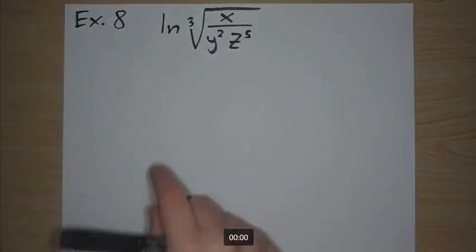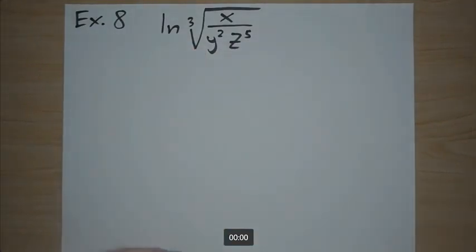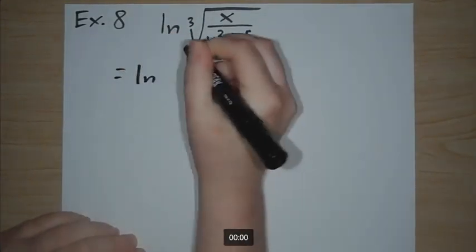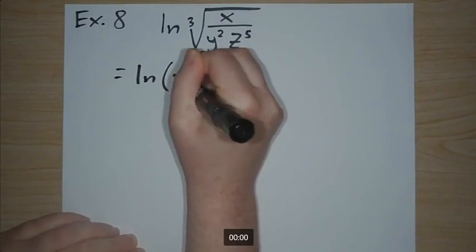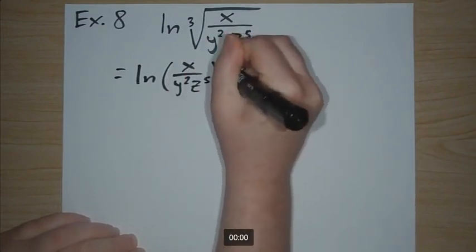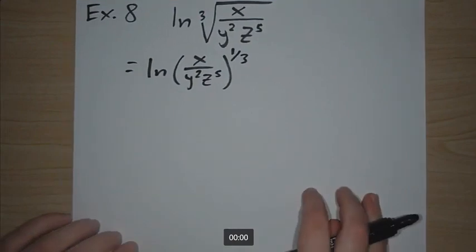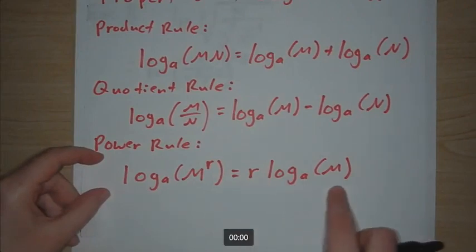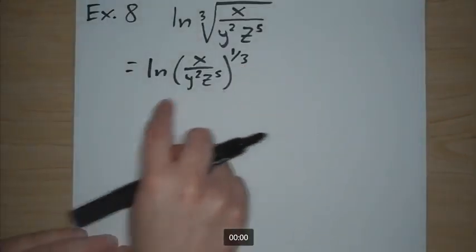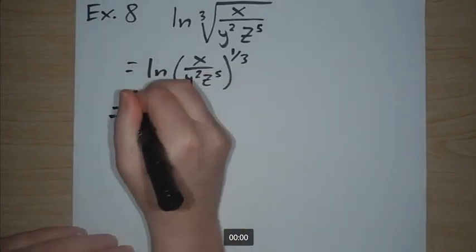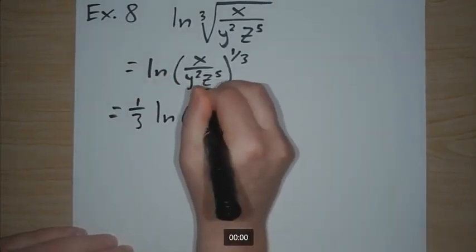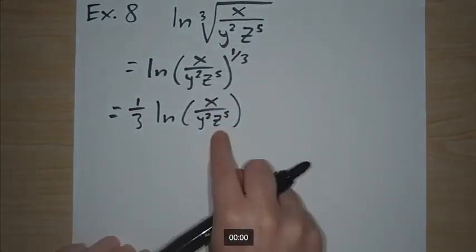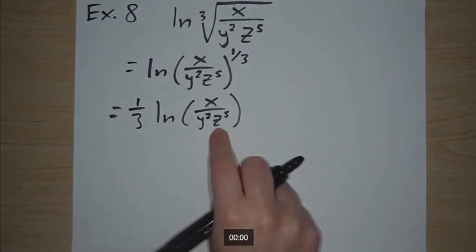So, first off, we're going to rewrite this radical into an exponent so that we can use the power rule. So this is the same thing as ln of x over y squared z to the fifth, to the 1/3. And using this power rule, where we can pull out this r to the front, multiply it, we're going to pull out this 1/3 to the front. So this is 1/3 times ln of everything on the inside, like so.